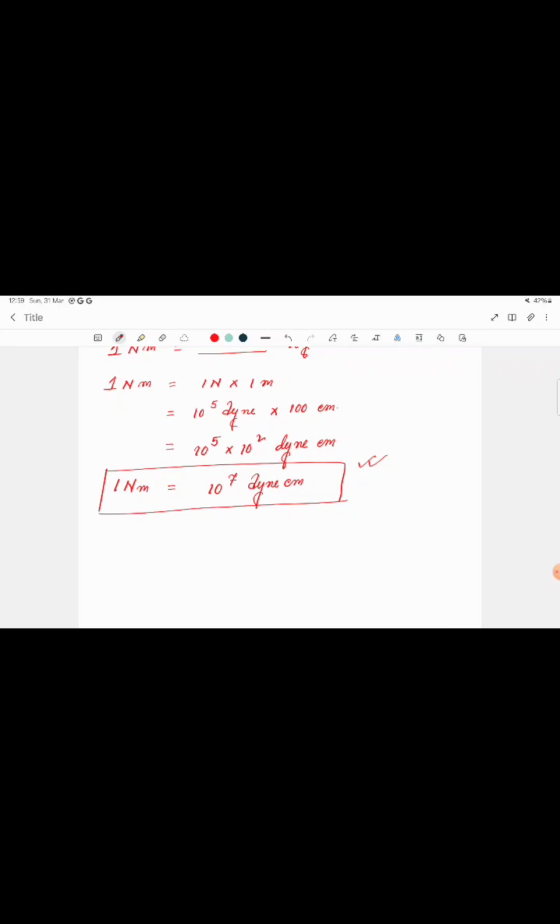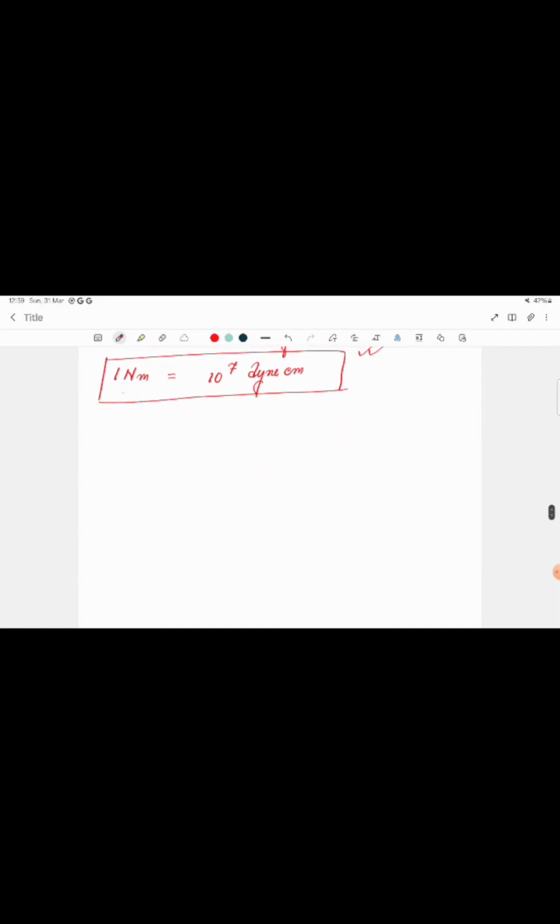Okay. So the next topic we are having is clockwise and anti-clockwise moment. Let's see first.